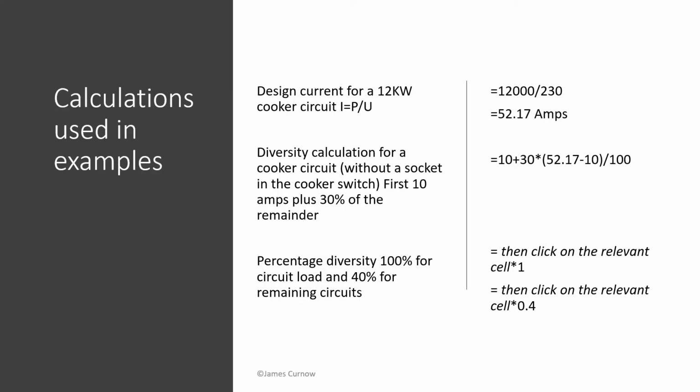So just to summarise the calculations that I used in the examples, we have the calculation for design current for the 12 kilowatt cooker circuit. We have the example of calculating diversity for a cooker circuit without a socket in the cooker switch. So that's the first 10 amps plus 30% of the remainder. And then calculating the percentage diversity for 100% of the largest load and 40% of the remaining loads.